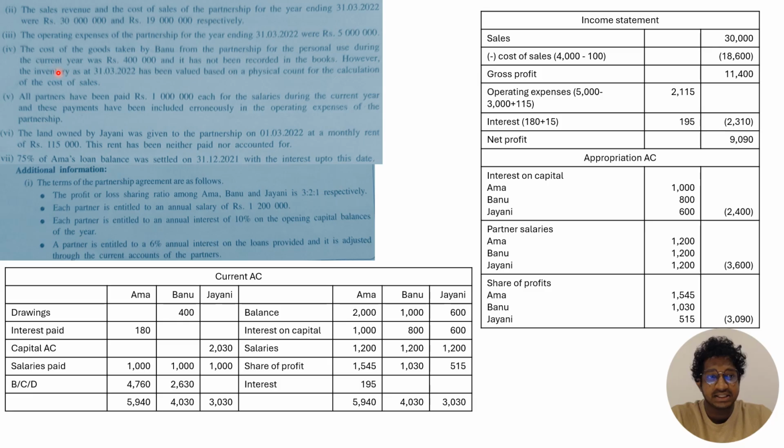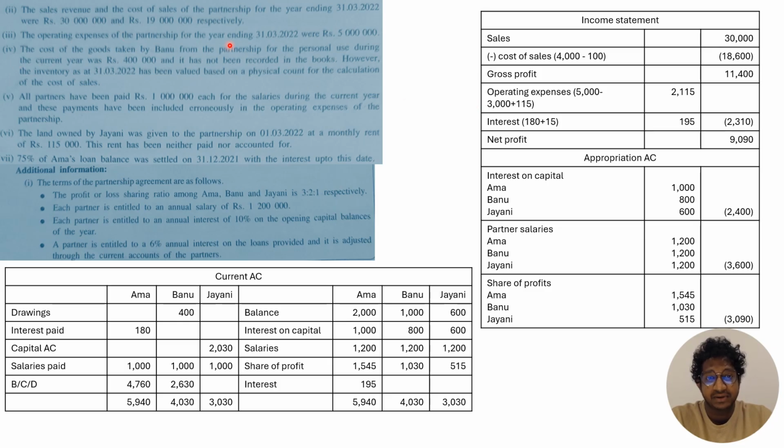But there is an adjustment for the cost of sales, because goods were taken by Banu from the partnership for personal use, this 400, and however this is not recorded. So in the current account you should debit it as drawings to Banu, and that 400 you have to minus from the cost of sales. Your cost of sales given is 19,000. From that 19,000 you have to minus that 400 goods drawing. So your cost of sales is 18,600.